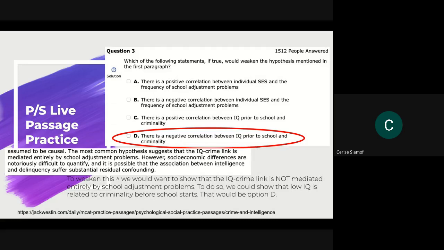And D is the right answer because we want to show that the IQ crime link is not mediated entirely by school adjustment problems. So to do so, we could show that a low IQ is related to higher criminality, or vice versa, that high criminality is correlated with low IQ before school starts. So that would be option D, because a negative correlation describes that you increase one variable and that results in the decrease in another, or vice versa. So in this case, the answer is D.